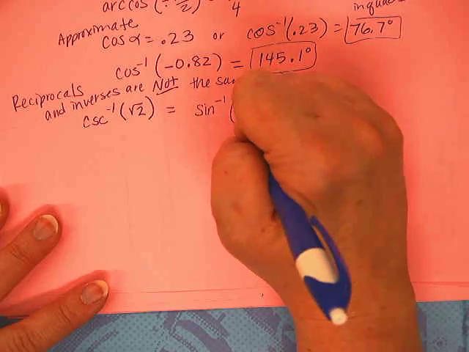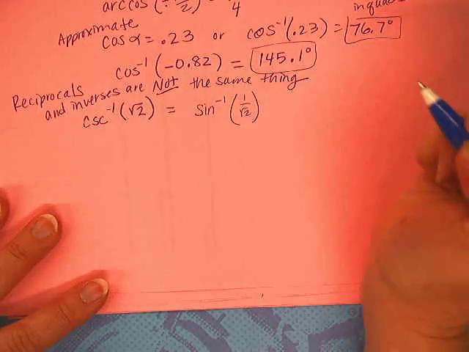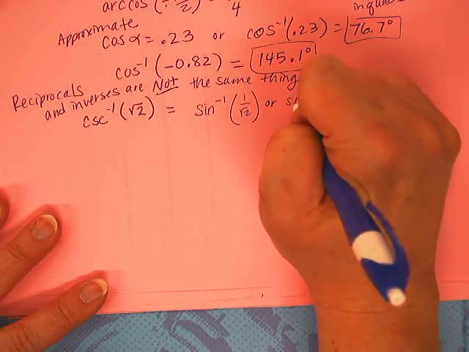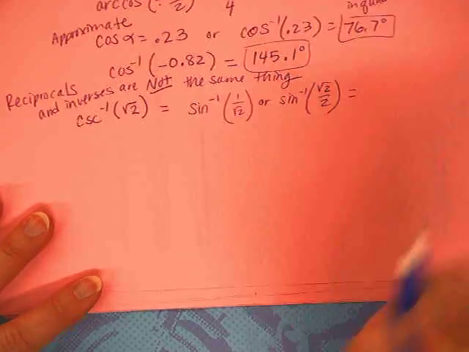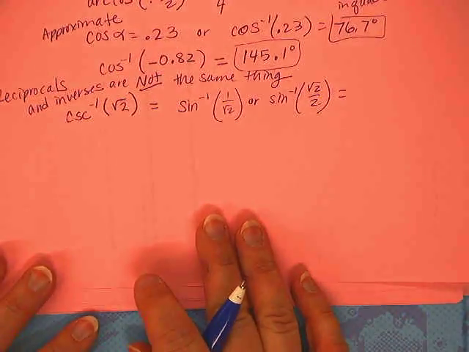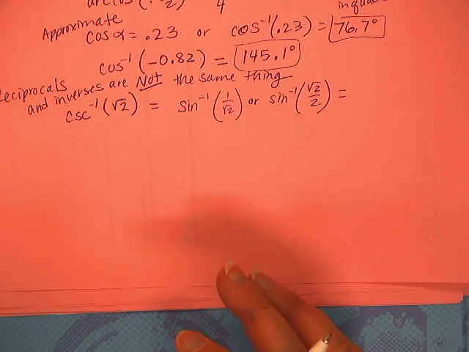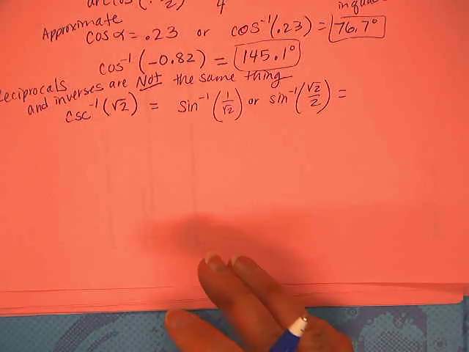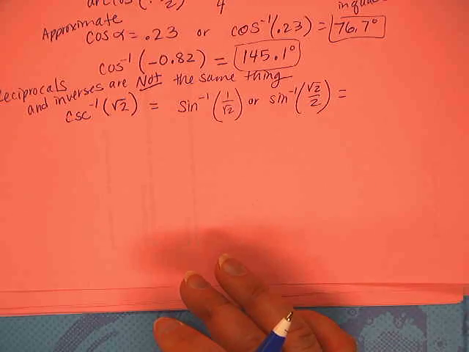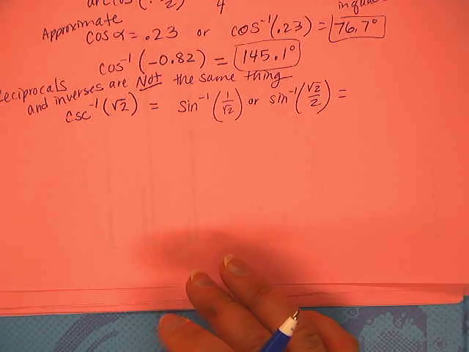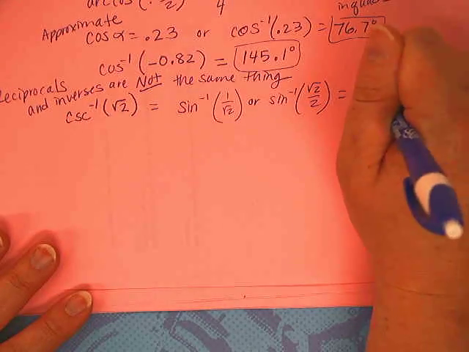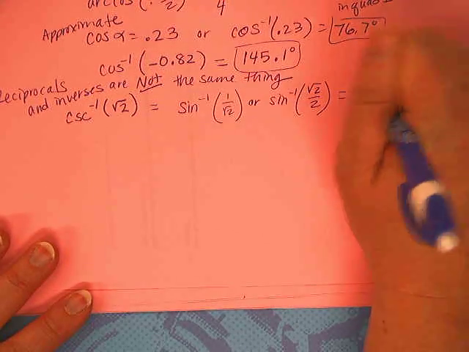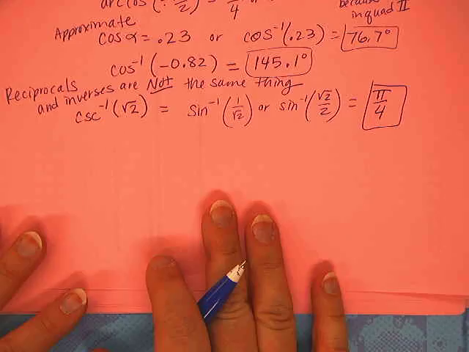The inverse sine of 1 over square root of 2. Or a better way of writing that, because you have it memorized this way instead, is root 2 over 2. Now look how easy that problem is. You just flip it over and do sine or cosine instead. So what's the answer? Which is pi fourths.